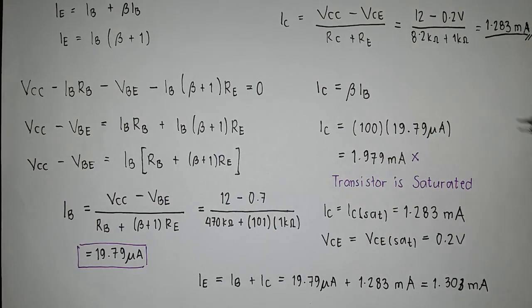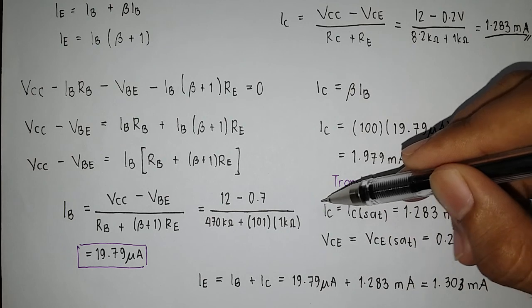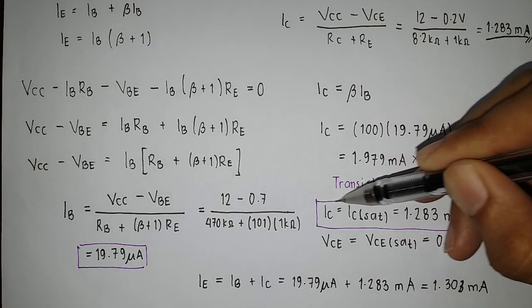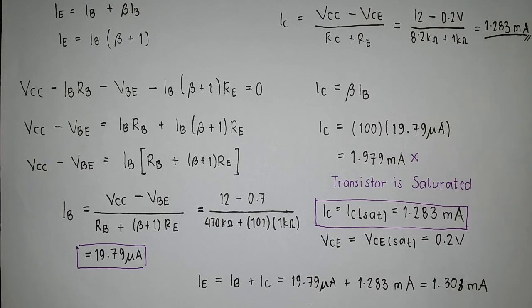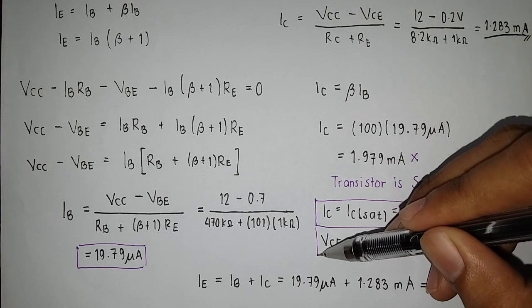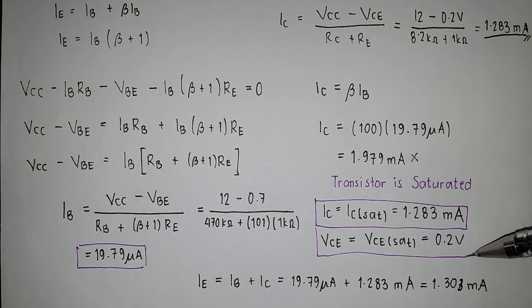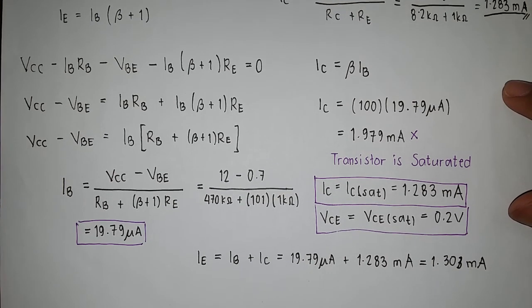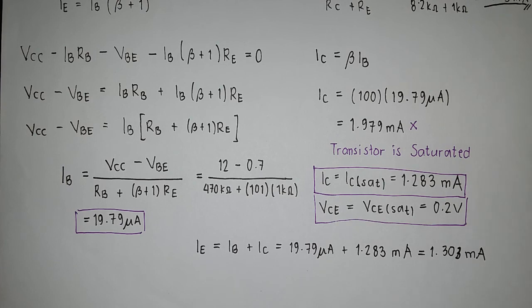Okay, so nakuha na natin ang value ng IB, 19.79 microamperes. At dahil na-prove natin na transistor is saturated, IC is equal to IC SAT, which is 1.283 milliamperes. And VCE, since saturated, is equal to VCE SAT, which is 0.2 volts. Okay, now, meron pang natira. So, solve natin VB, VC, and the VE. To solve for that, maglulup ulit tayo.